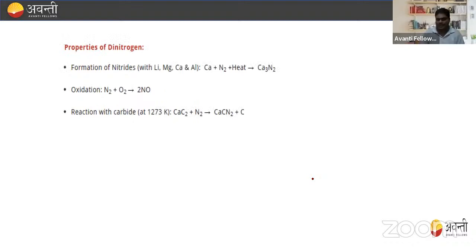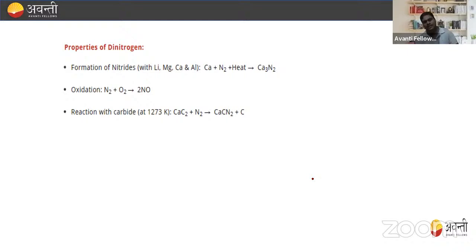So what are the properties of dinitrogen? Dinitrogen is very, very stable. The two atoms form a triple bond with each other and are quite stable at room temperature, so they are almost unreactive. However, they react in some cases, like the formation of nitrides. With very reactive metals like lithium, magnesium and calcium, when they combine with N2 on heating, it forms calcium nitride. Similarly, lithium also forms lithium nitride.